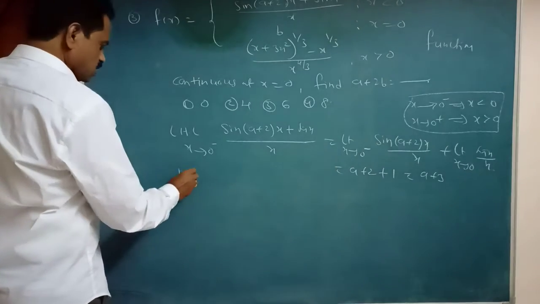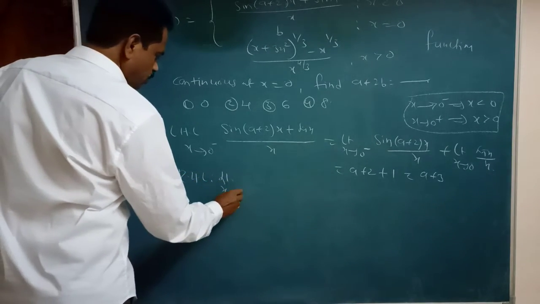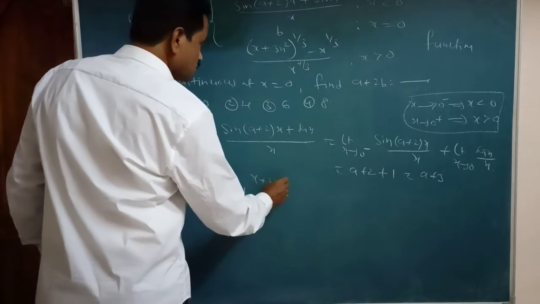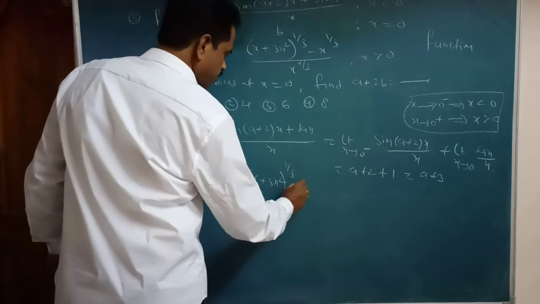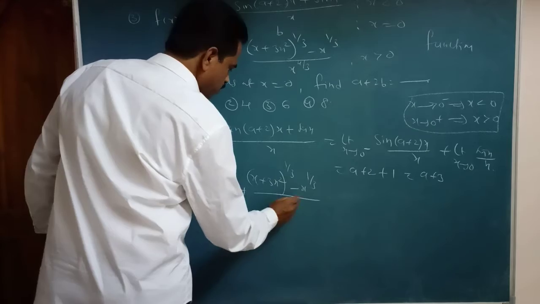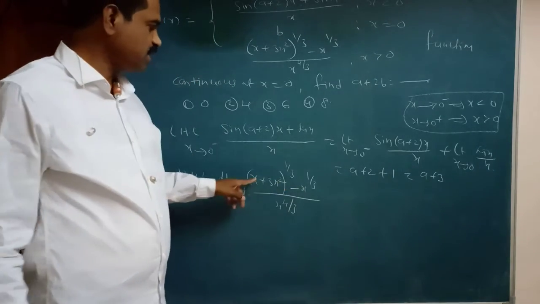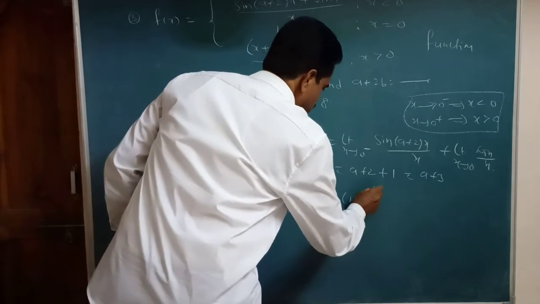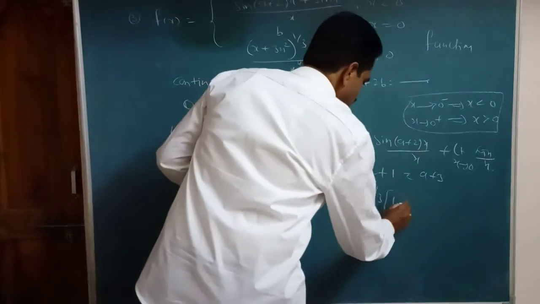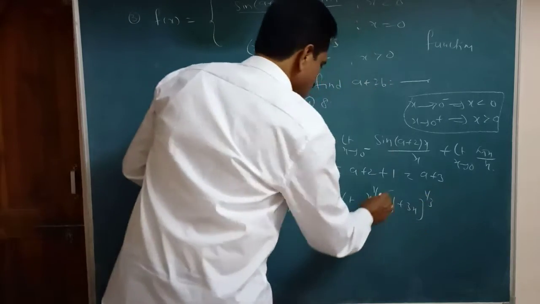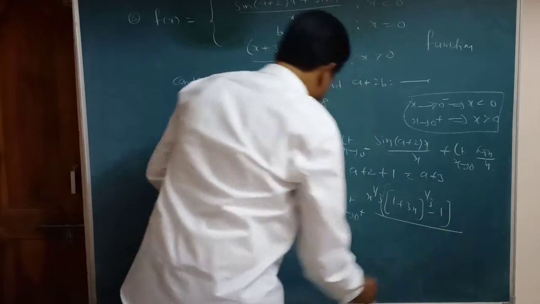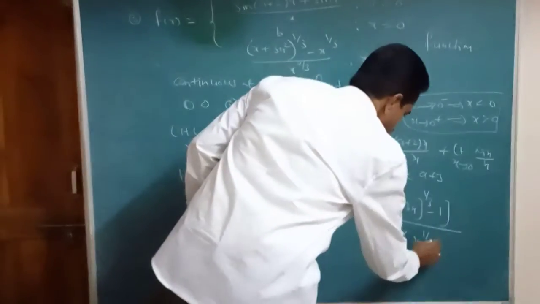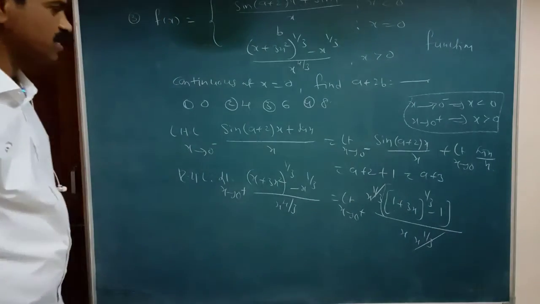Next RHL. Limit x tends to 0 plus. 0 plus means when x is greater than 0. What is the function here? (x plus 3x square) whole power 1 by 3 minus x power 1 by 3, by x power 4 by 3. So here x power 1 by 3 is common totally. That is limit x tends to 0 plus, x power 1 by 3 is common. So what is the remaining here? (1 plus 3x) whole power 1 by 3 minus 1, divided by x power 4 by 3. I am taking x into x power 1 by 3, and x power 1 by 3 is cancelled.